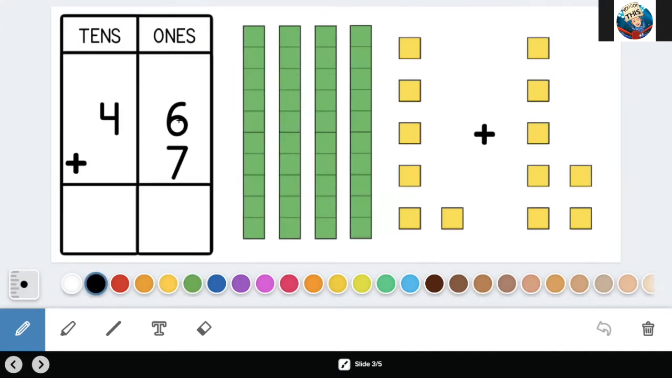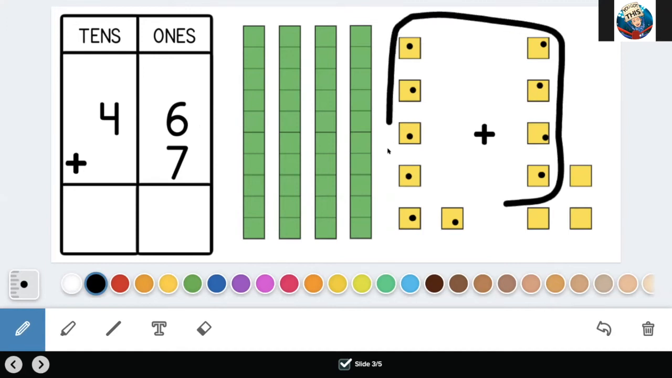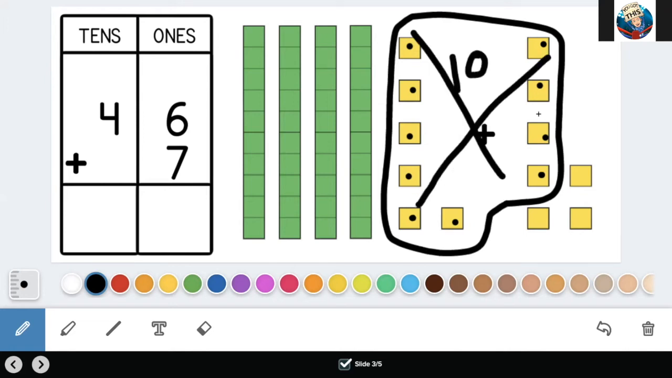It says 46 plus 7. So I have 4 tens and 6 ones and 7 more ones. So let's try making a 10. 1, 2, 3, 4, 5, 6, 7, 8, 9, 10. Let's group those up into a 10. Remember, we can call this a 10 now. We can cross it out and make a 10 off to the side. Remember, you can also put your 1 up here to remind yourself that you made another 10.